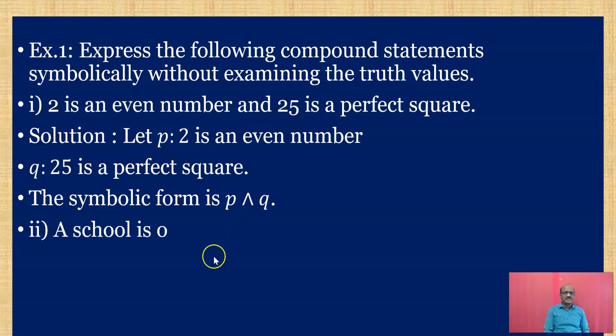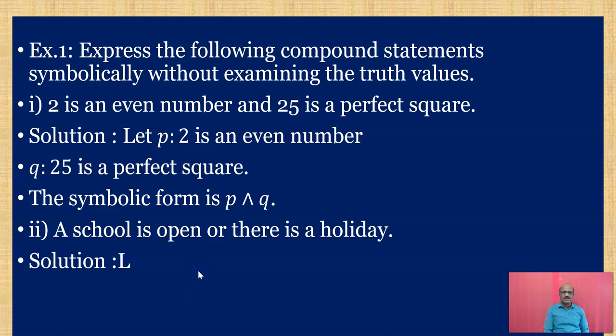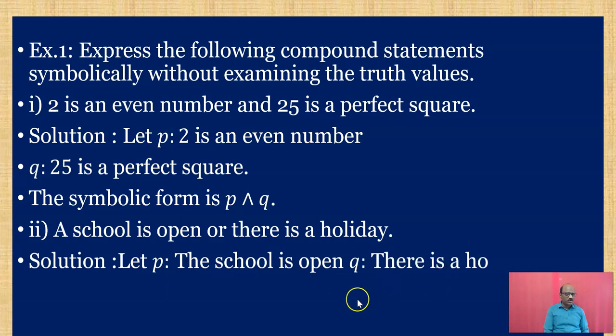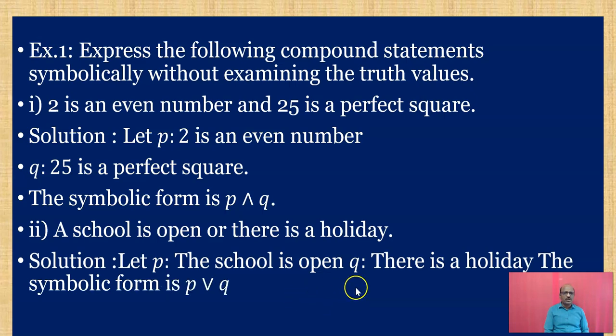There is an 'and'. Next, a school is open or there is a holiday. Again here, let P be the school is open, and Q be there is a holiday. The symbolic form is P or Q.